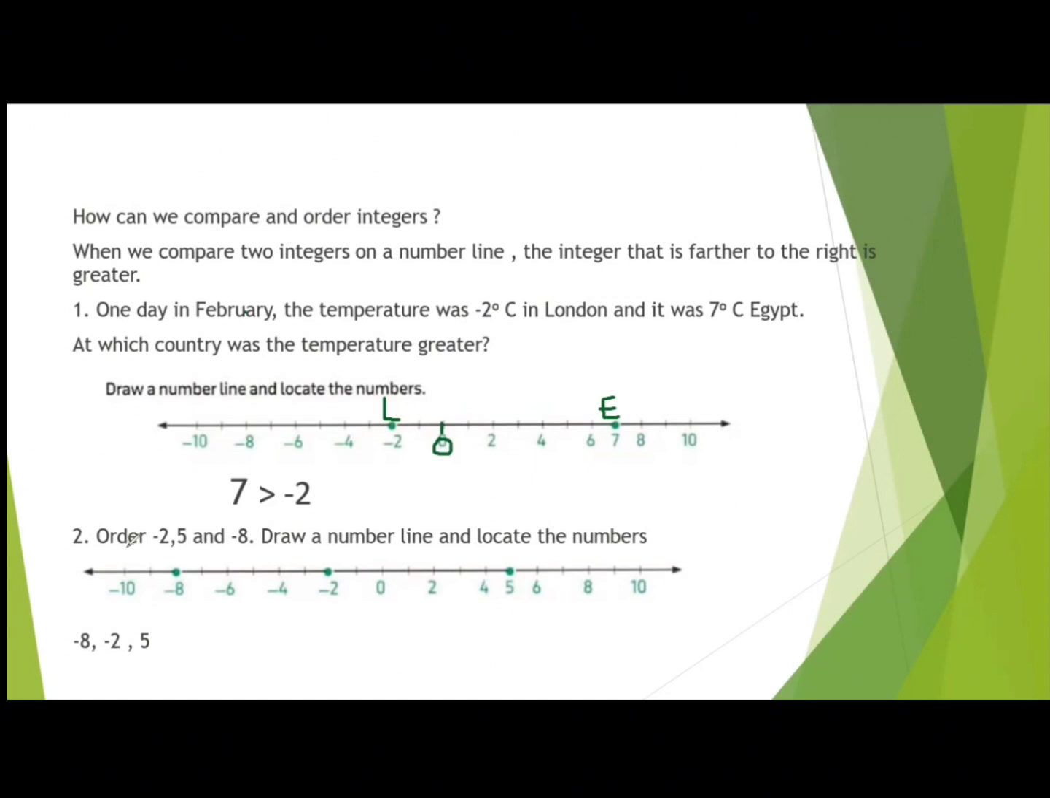Number 2, put in order -2, 5, and -8. If I draw a number line, I put here -8, -2, and 5. If I go to this direction, the numbers become bigger. When I put in order, -8 is smaller than -2, and -2 smaller than 5. Any negative number is smaller than any positive number.